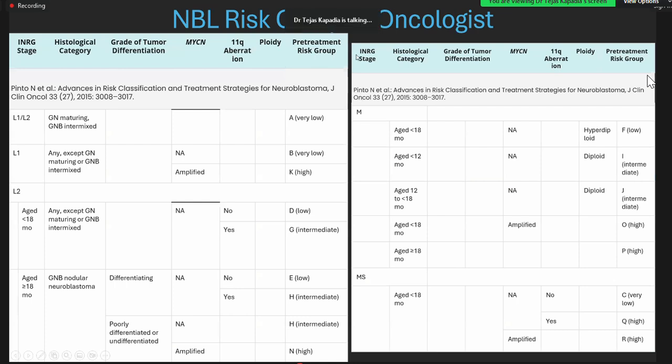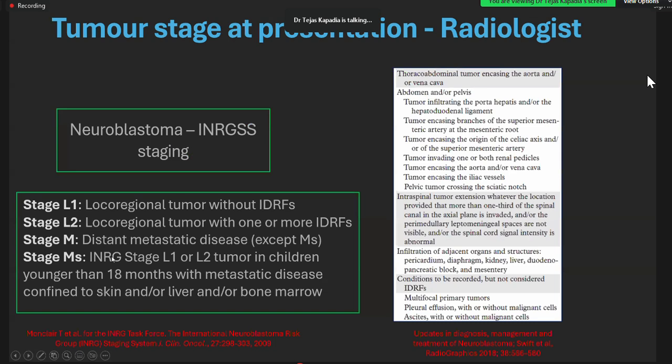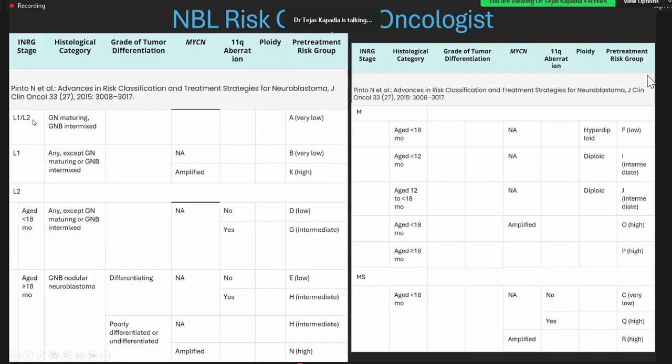Okay, so from the oncologist's point of view, once we grade these lesions into a particular stage on imaging, based on the grading, the age of the patient, the type of the tissue on biology, and whether they have any MYCN status or chromosomal aberrations, considering all of that, they are put into different categories. So they can be low risk, intermediate risk, high risk, or very high risk.